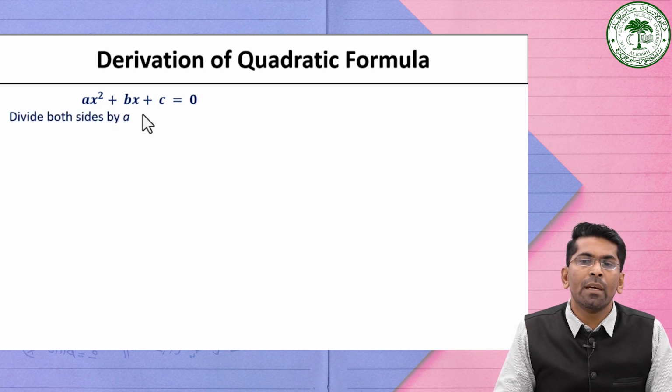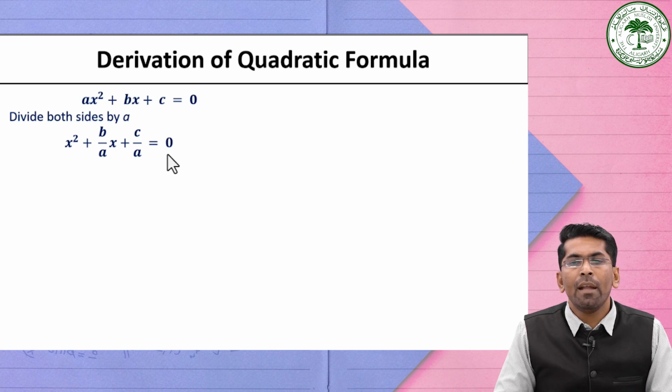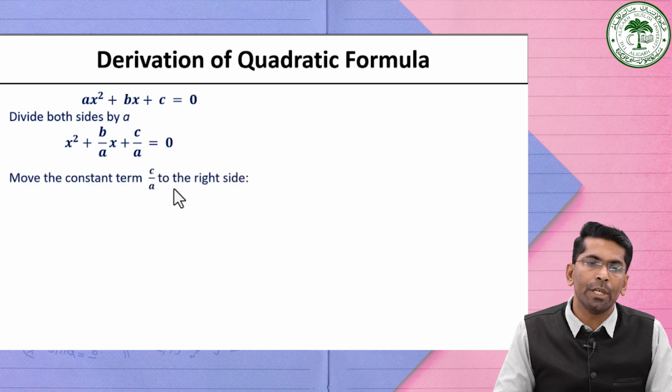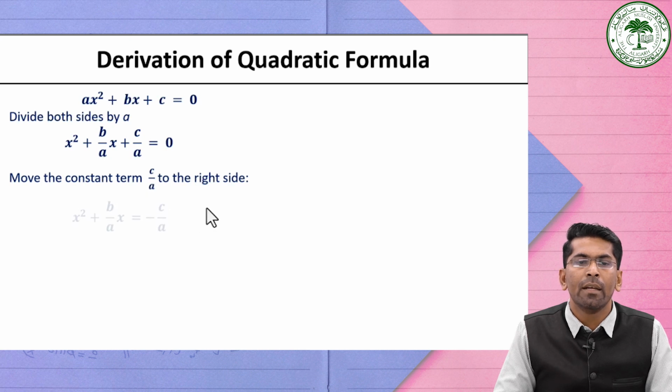The first step here: we divide both sides by a, the coefficient of x square. So this equation will become x square plus b by a x plus c by a, which is equal to 0 by a, which is equal to 0. Then we want to move this constant term to the right side of the equation. Then it will become minus c by a. Now we want to complete the square on the left side.